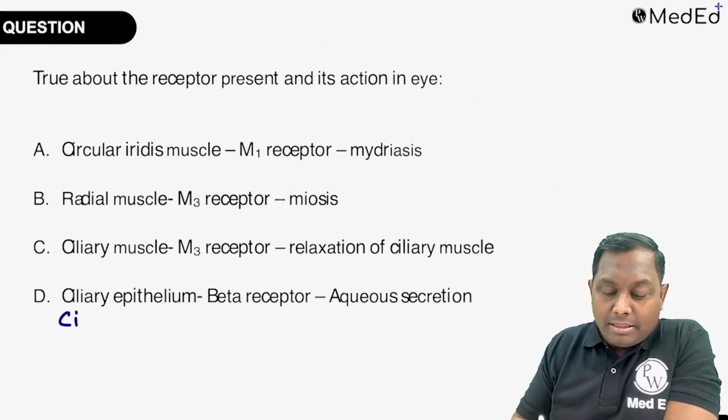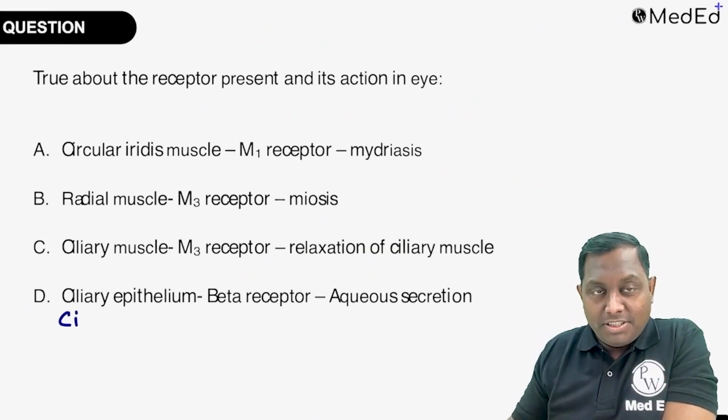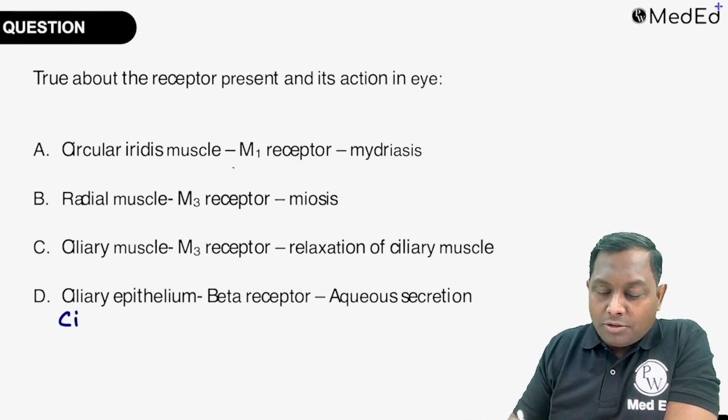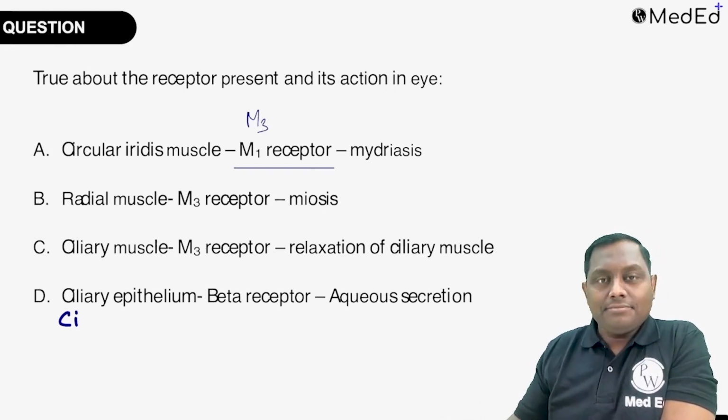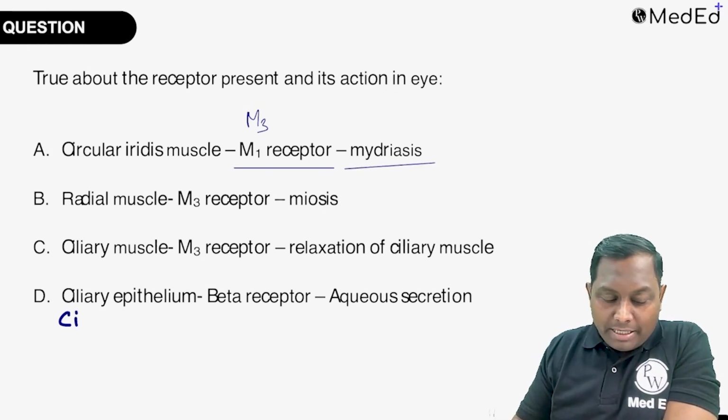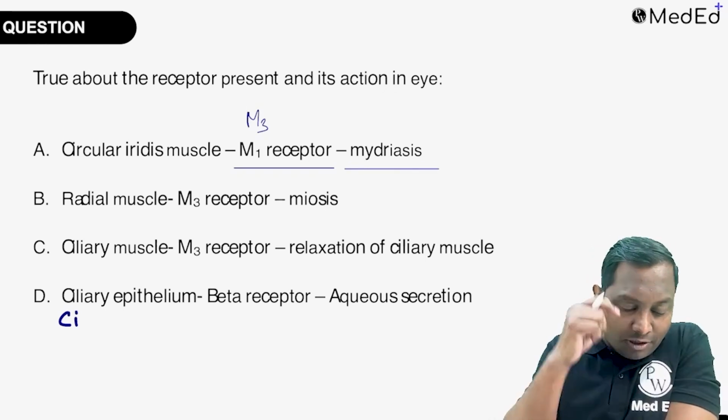Now the circular iris muscle, the circular iris muscle. Which receptor was on it, children? We had M3. Was it causing miosis or mydriasis? Now I am giving you one more chance. Would you like to refine your answer?